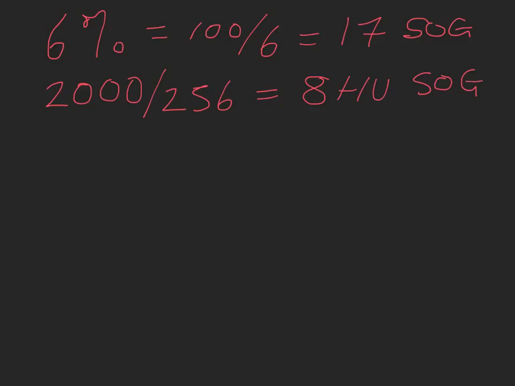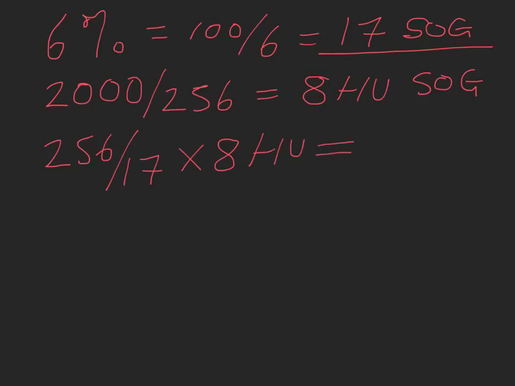However, I've already said that we can only detect 17 different shades of grey, so 256 shades of grey over 17 times 8 Hounsfield units per shade of grey originally means that tissues have to differ in density by about 120 Hounsfield units if we're trying to look at this whole 2,000 Hounsfield units in one image before we can detect a density difference between them. And obviously this is not a helpful number.